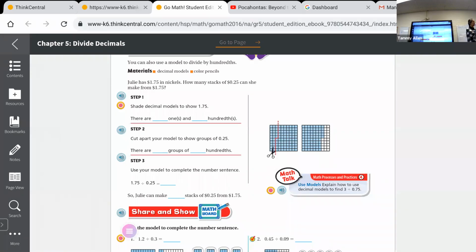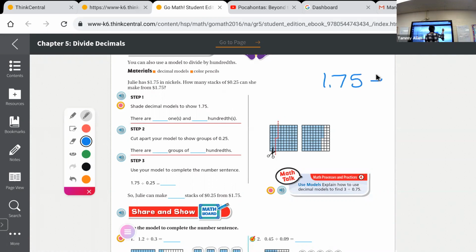On 318, it asks us to take $1.75, and we want to know how many stacks of 25 cents we can come up with in $1.75. So we're taking $1.75 divided by 25 cents. So we have a decimal divided by a decimal. Does that make sense? Well, $1.75 in picture form looks like this, 1 in 7,500, right? Do we recognize that?